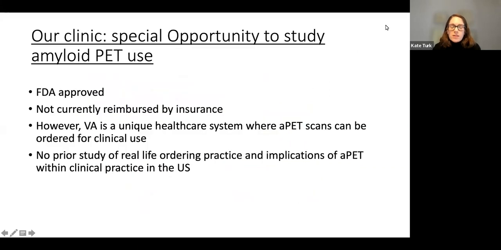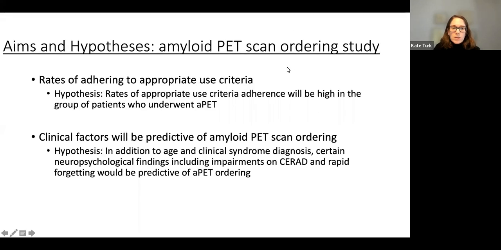So our clinic represented a special opportunity to study amyloid PET use. These studies are FDA approved, but unfortunately not currently reimbursed by insurance. So in the private healthcare setting, most neurologists are not able to order these scans for their patients, but we are at the VA because we don't have to worry about reimbursement by insurance. There had been no prior studies of real-life ordering practices or implications of amyloid PET ordering within a clinical practice in the US. That was what we were hoping to add to the field with this first study.